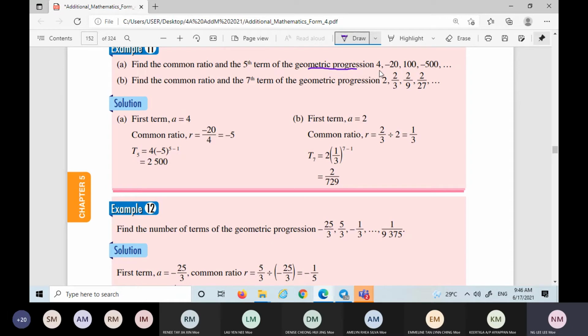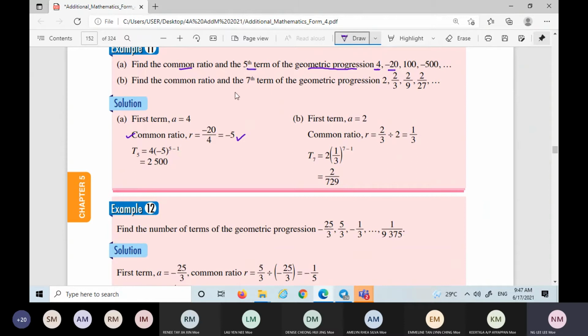So the first term is what? A. Then the R, the common ratio, will be this divided by this. Always choose the lower term over the higher one. So negative 20 divided by 4, you get negative 5 for the R. So this is the common ratio. First part we have answered.